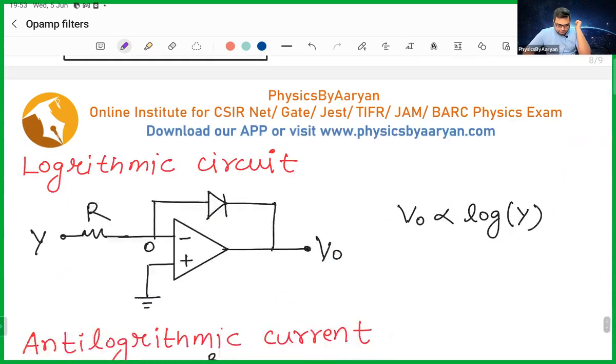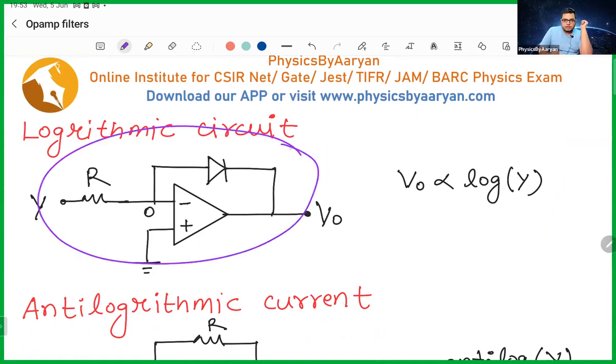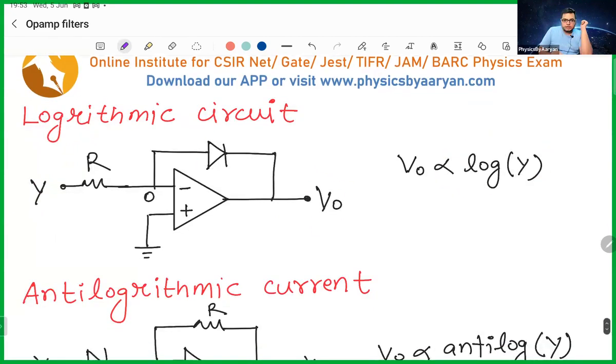Then there is a logarithmic circuit. This is something new. You might have seen it for the first time, or some of you might have already seen it. If you look at a circuit like this, instead of C, I use a diode. Nothing else. Then my output will be the log of the input. So whatever is my input, my output is a log of that. So in your circuits, if you want to do log, you use this circuit.